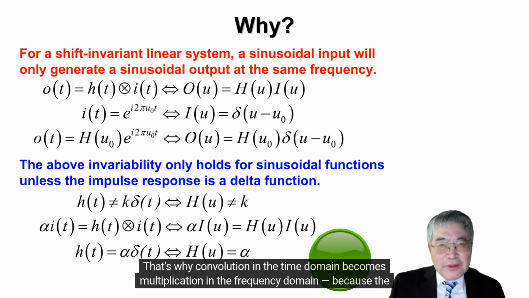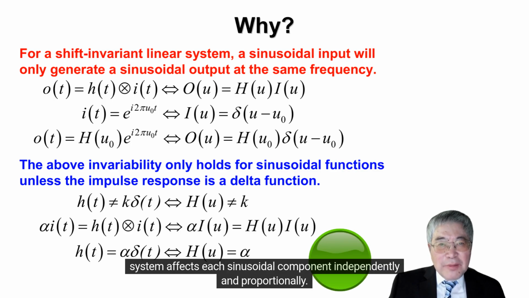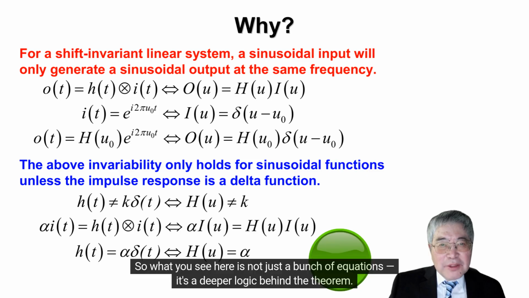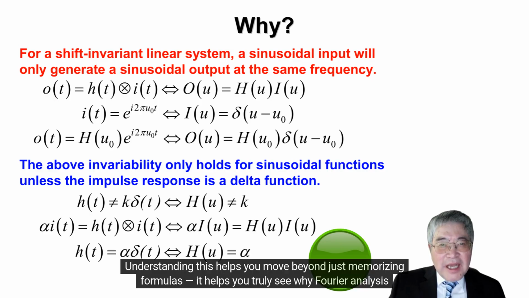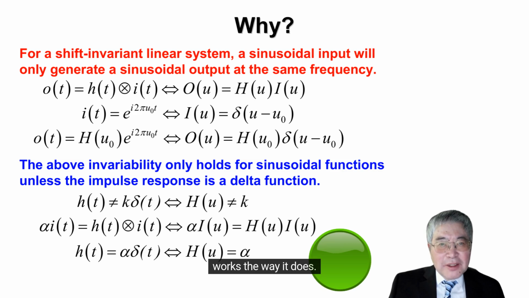That's why convolution in the time domain becomes multiplication in the frequency domain, because the system affects each sinusoidal component independently and proportionally. So what you see here is not just a bunch of equations, it's a deeper logic behind the theorem. Understanding this helps you move beyond just memorizing formulas. It helps you truly see why Fourier analysis works the way it does.